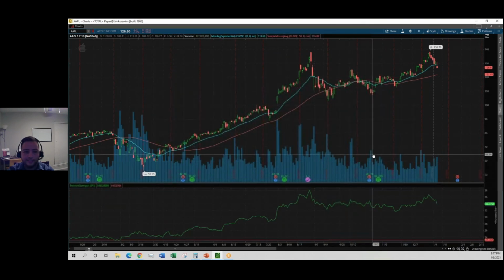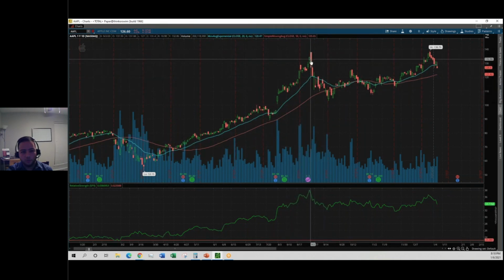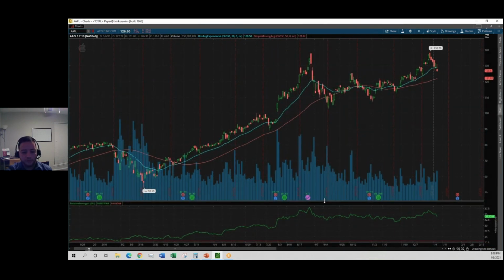The standard configuration would be benchmarked to the SPX, or the S&P 500. Basically, the red line signifies the performance of the S&P 500, and the green line indicates the performance of this stock compared to the S&P 500. So we can quickly spot which stocks are outperforming or underperforming the index on a yearly basis, on a daily basis, on a weekly basis, and so on and so forth, right?